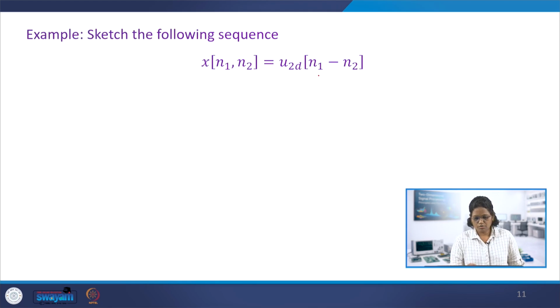We also plot another sequence, x(n1, n2) equals u(n1 minus n2), where u is the standard notation for the step sequence. This is a 2D step sequence. Now, how does this signal look like? When n1 minus n2 is greater than or equal to 0, the values take 1. So it is unity for n1 minus n2 greater than or equal to 0.